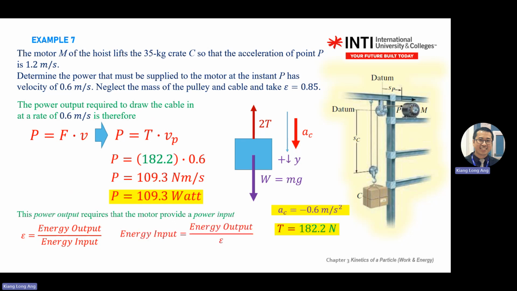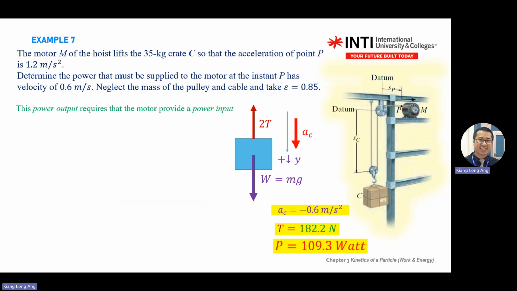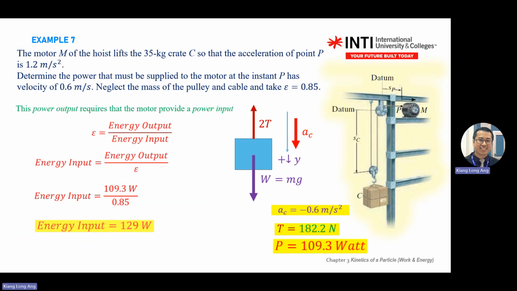Okay. So you reverse the things, when this one you have, this one you have, so there's only one unknown here. Okay. So you rearrange. The input from the motor is 129 watt. So you need to use a motor that is able to work at 129 watt, so that this one can operate as mentioned in the statement, because the efficiency is 85%.